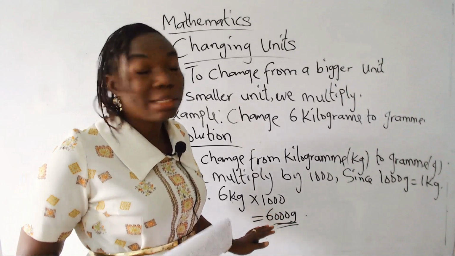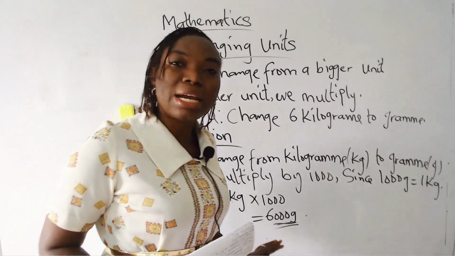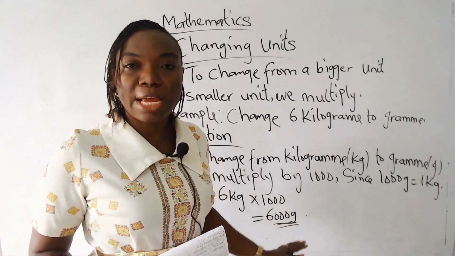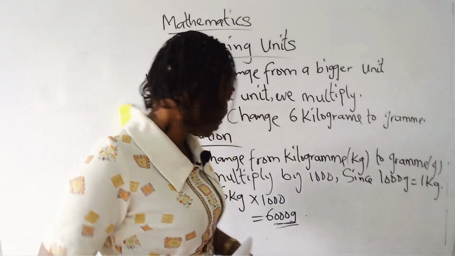Now we have on the board 6 times 1,000. All we do here is very simple. Remove 1 and add 6. Now you can see that we have 6, 0, 0, 0, which is pronounced as 6,000.